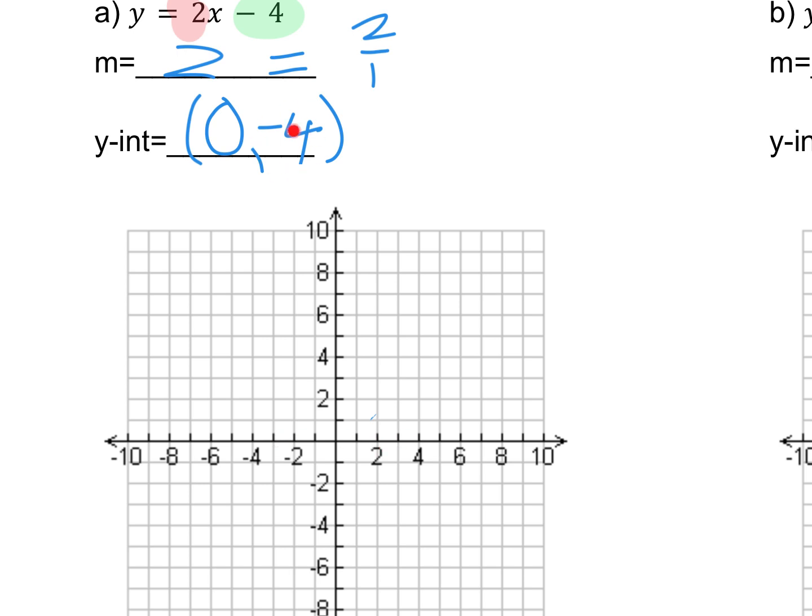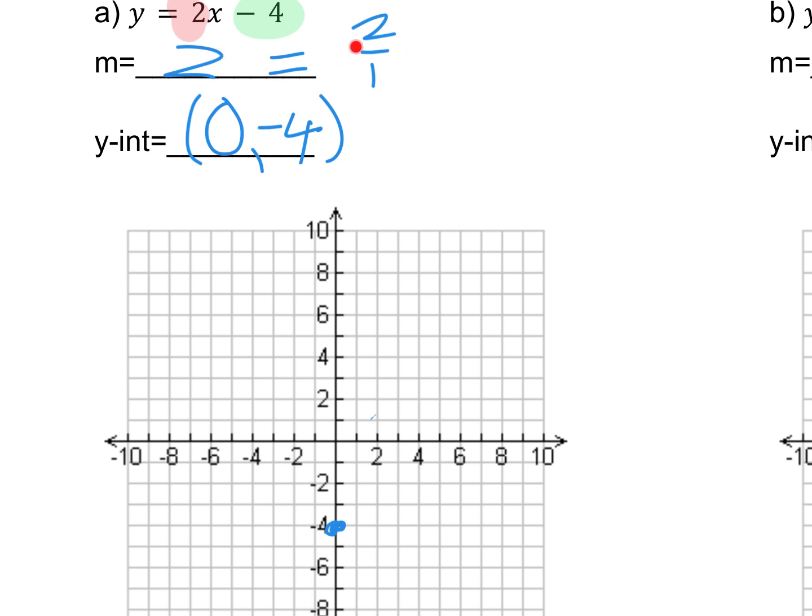But when our y value is -4, starting at the origin, we would just go down 4 units, and this is exactly where our y-intercept would be. So I'm going to mark that with a dot. Now, to get the rest of the graph, we are going to use our slope.